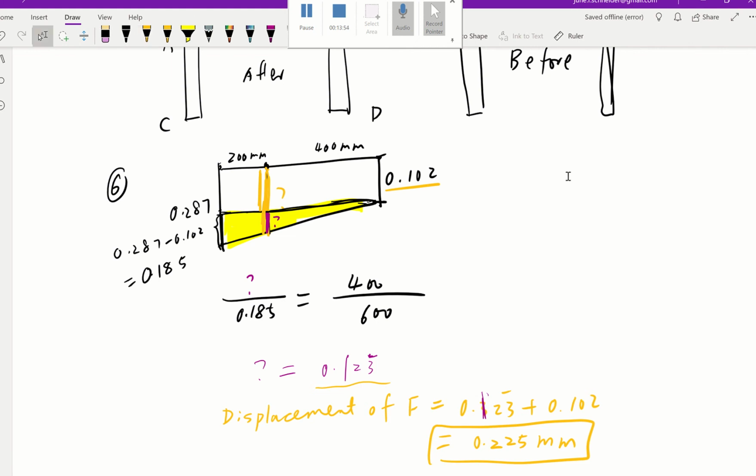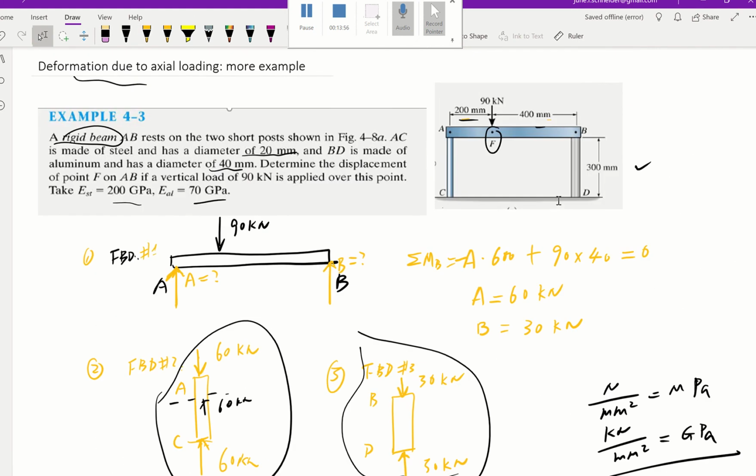Okay, so that's a wrap up for this problem. And this is a very unique way to embed deformation due to axial loading. And you might see some of those in your homework or FE exams.